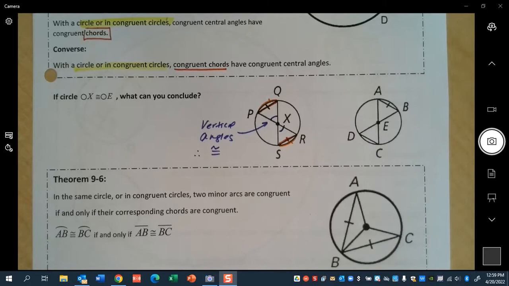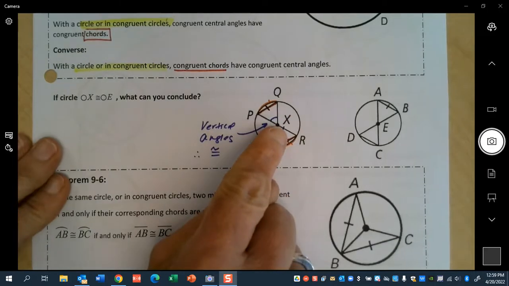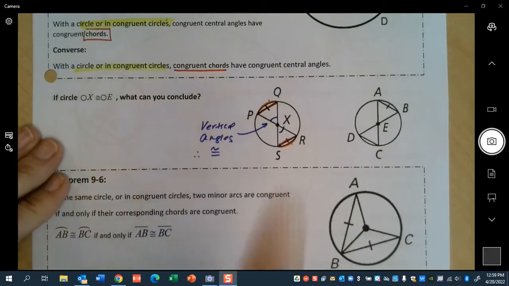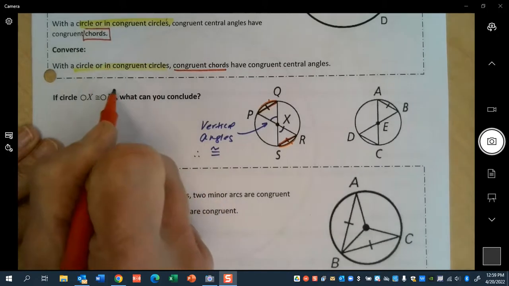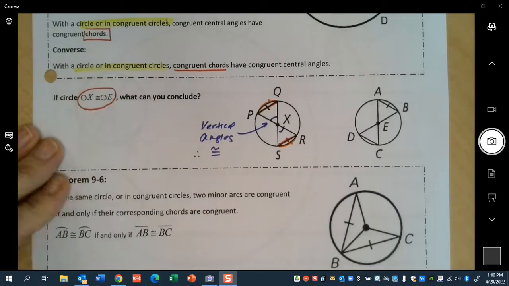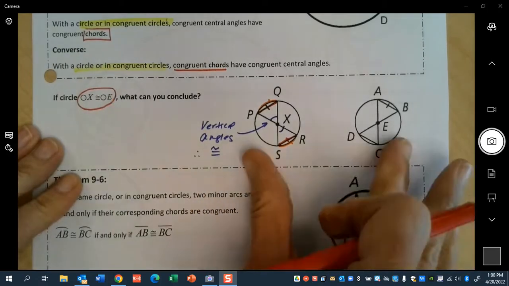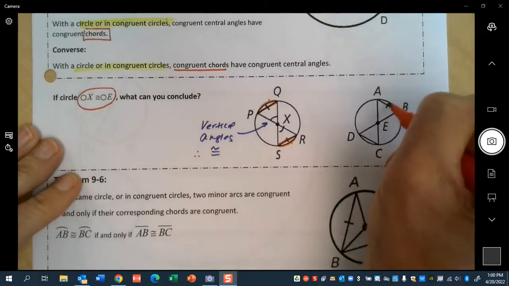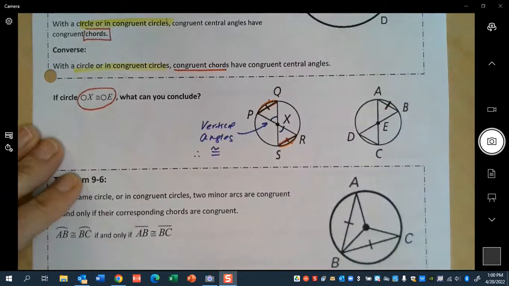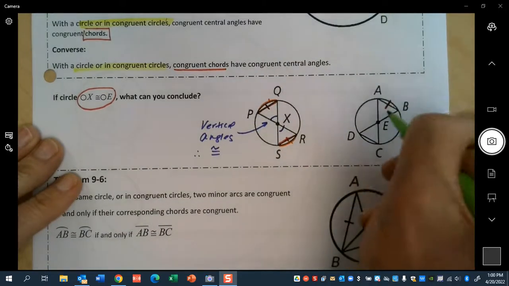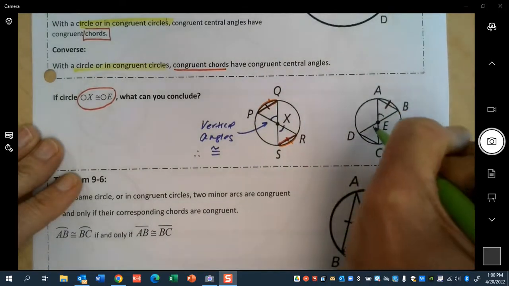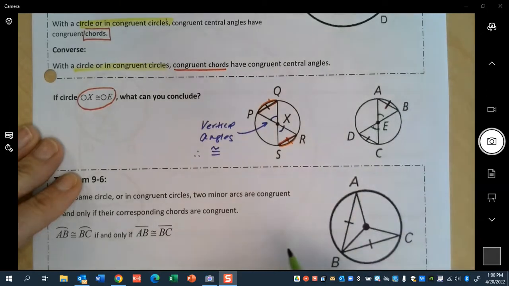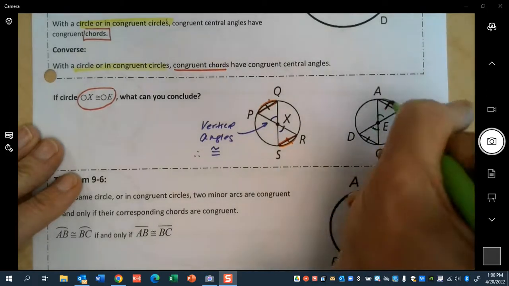And that's just true within this circle. Once somebody tells me that these two circles are congruent, and these two chords are congruent, then I can go backwards. I know that I have angles and arcs galore.